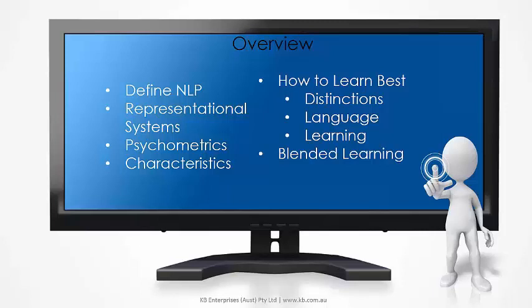Now I'll go into more of that in a moment, but also I'm going to look at the psychometric tools that we use and then look at characteristics of the different learning styles and how you can pick up certain attributes that people have. I want to focus a lot on the how to learn best aspect, looking at certain distinctions, looking at the language that people will use, and then finally in that section looking at the learning styles, and learning strategies and methods, and then finishing off with a focus on blended learning within the modern educational environment.